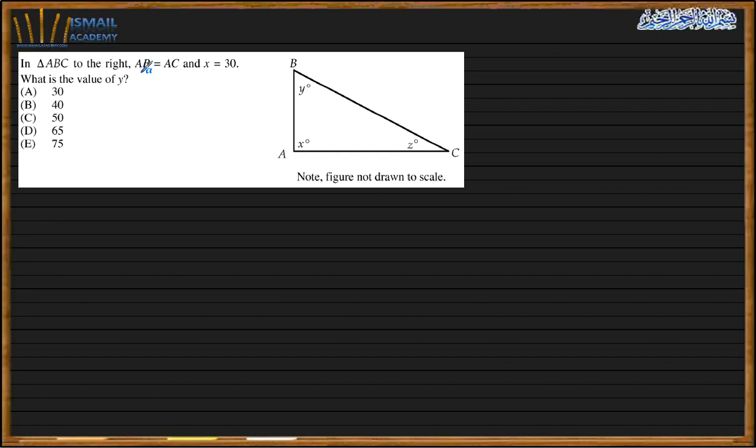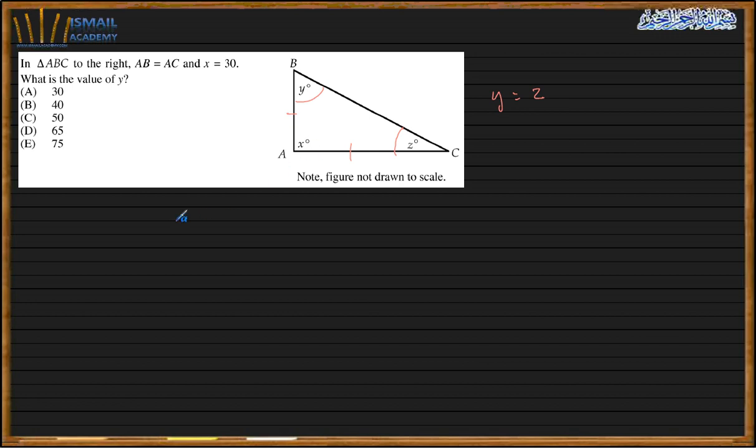What do we have? We have AB is equal to AC, which means this is isosceles. That means this angle is the same thing as this one, because when we have an isosceles triangle, the base angles of the equal sides are congruent. So which means that y equals z. So what's the value of y?